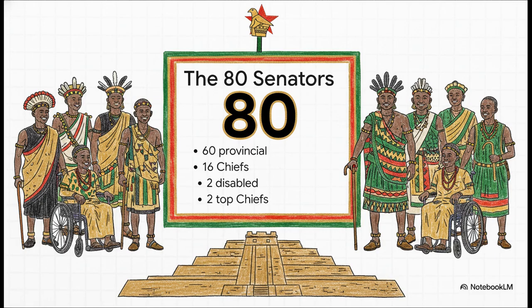But what's really beautiful is that it creates a very special, protected space for our traditional leadership. The Senate includes 16 traditional chiefs, plus the President and Deputy President of the Council of Chiefs. It also reserves 2 seats specifically for persons with disabilities. This guarantees that our local customs, our heritage, and our most vulnerable citizens are never, ever forgotten.